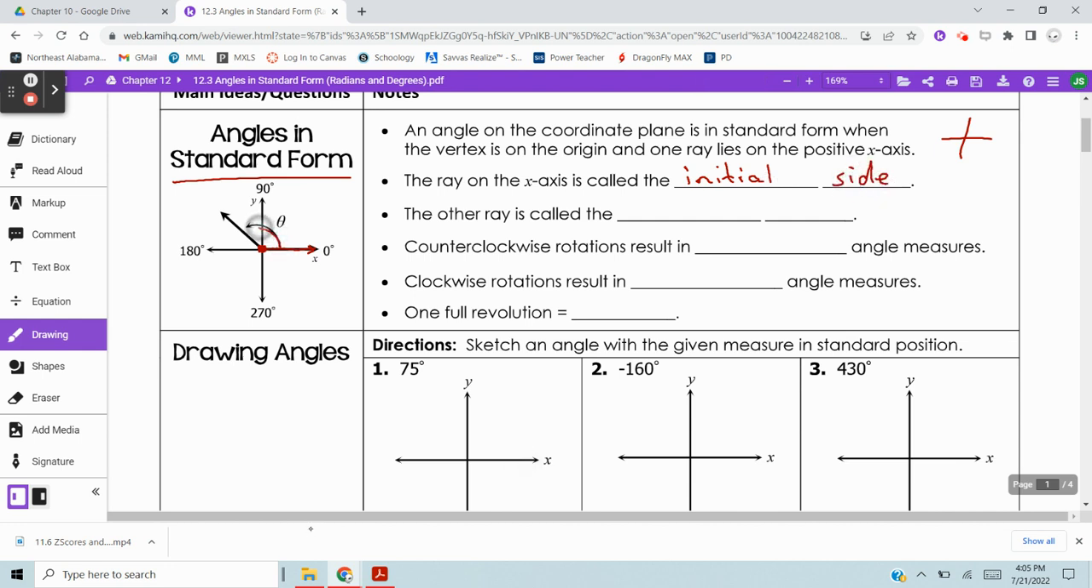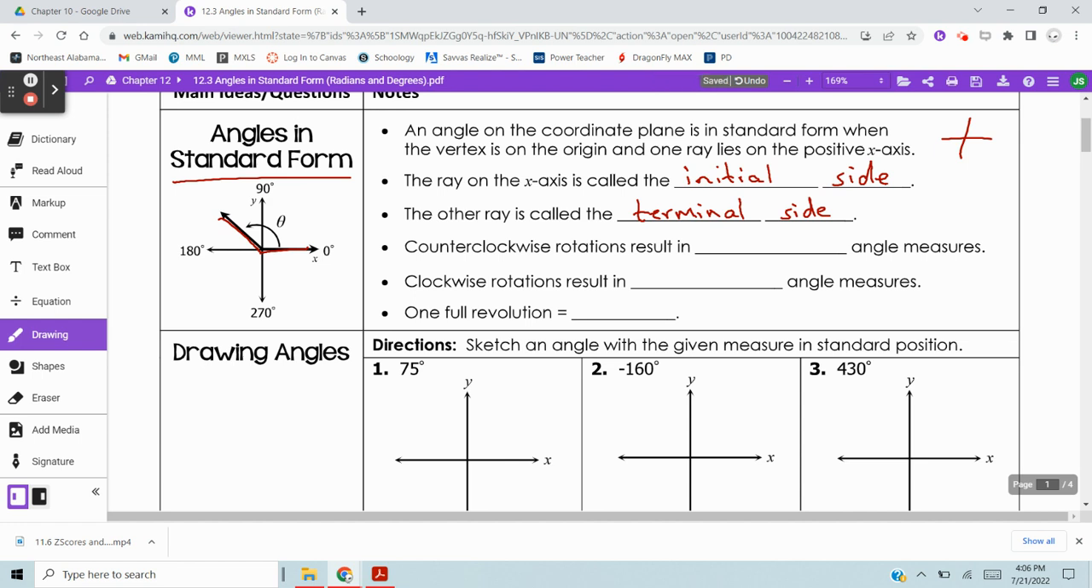And then we're going to rotate from there. And the other ray, wherever we rotate to, is called the terminal side. With the same root as the word terminate, terminate means to stop. So that's where the ray stops. So, excuse me, the angle stops. So the angle starts here and it rotates and it stops here.